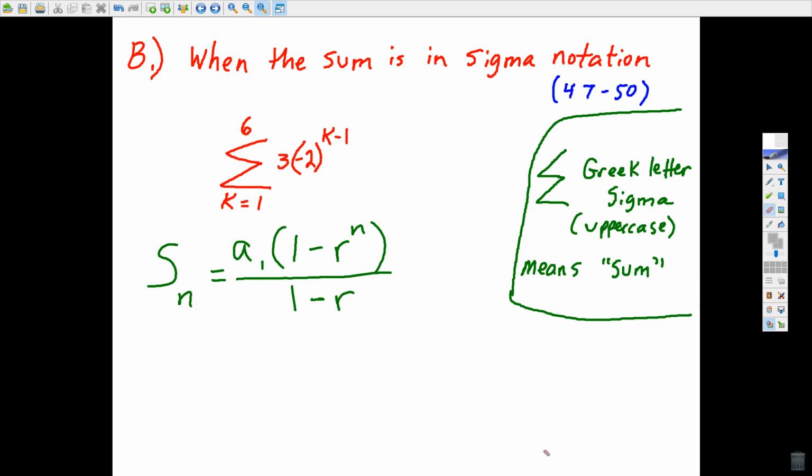You can rewrite it. All right, so first of all, how many terms? Well, here's how you can get the number of terms from sigma. Take this top number, 6, subtract the bottom number, and then you're just always doing plus 1. So how many terms are in this? 6 minus 1 is 5, plus 1 is 6.